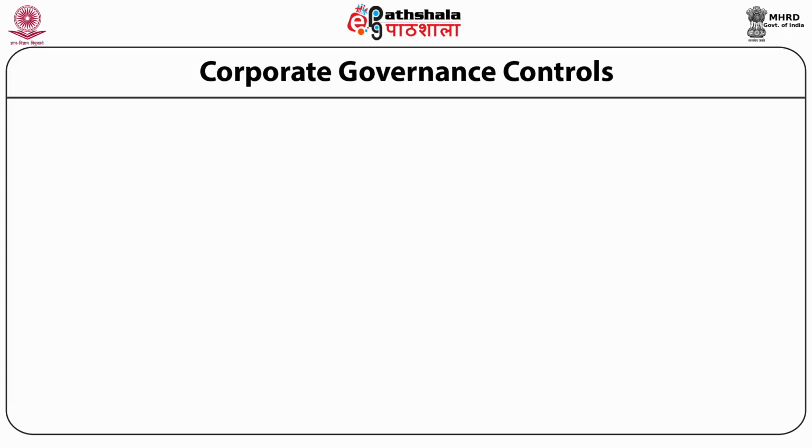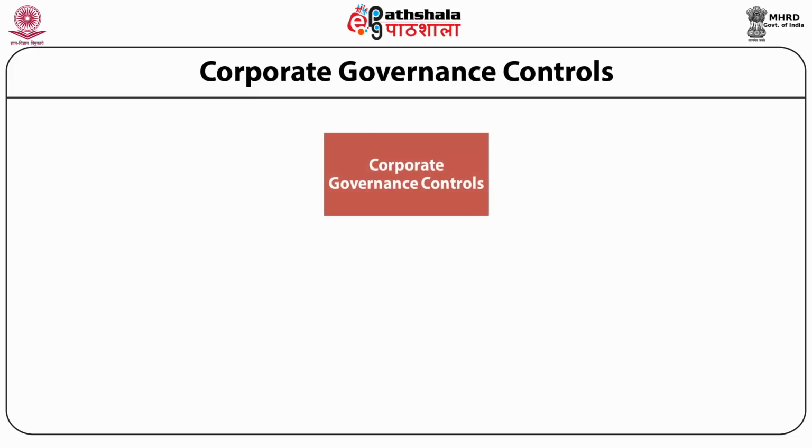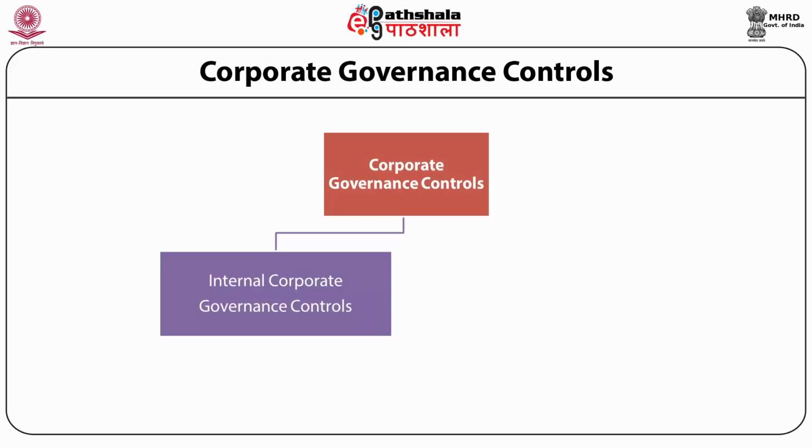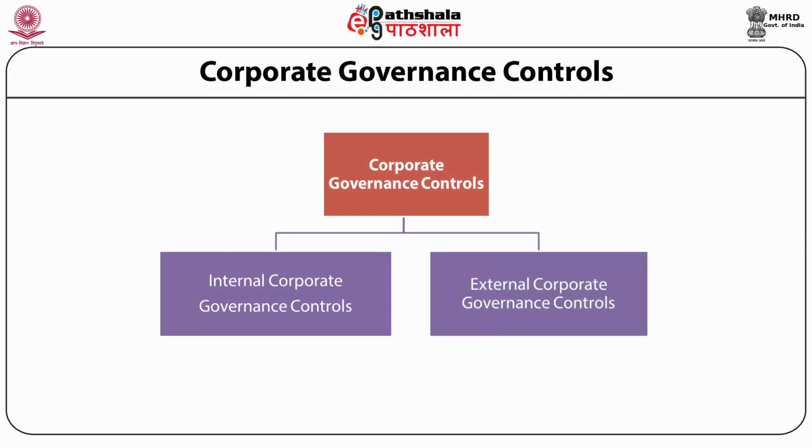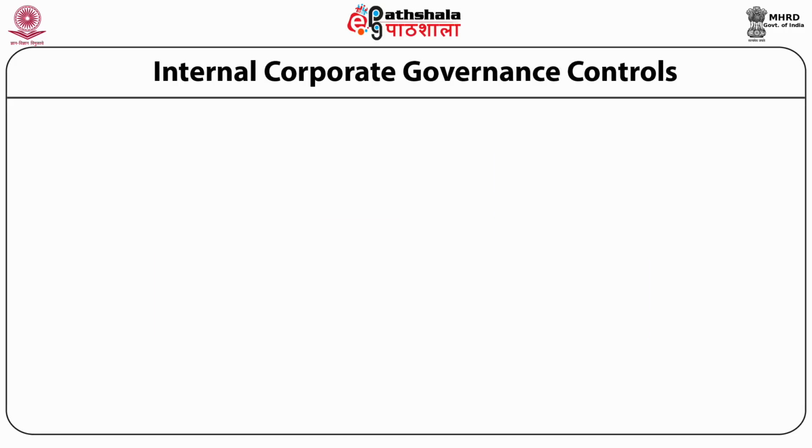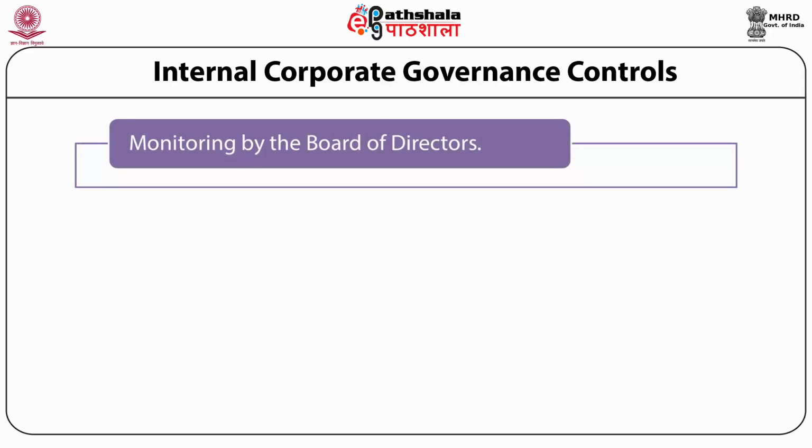Corporate governance controls. This figure indicates that corporate governance controls are of two types: internal corporate governance control and external corporate governance control. Internal corporate governance controls are the control mechanisms within the organization that monitor activities and take corrective action to accomplish the corporation's goals. Some examples of the internal control mechanisms are: first is monitoring by the board of directors.